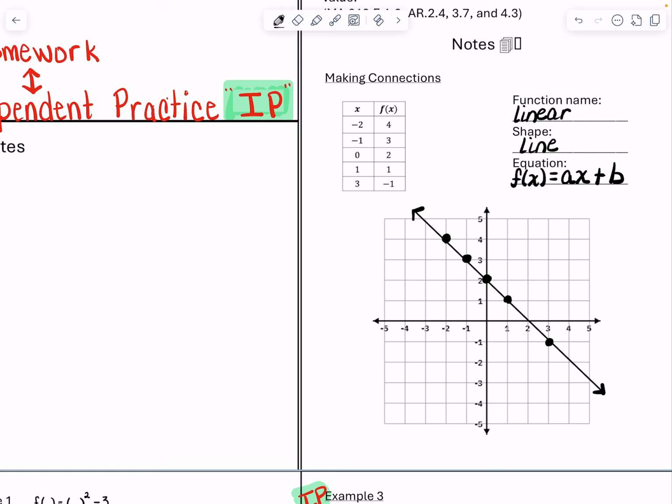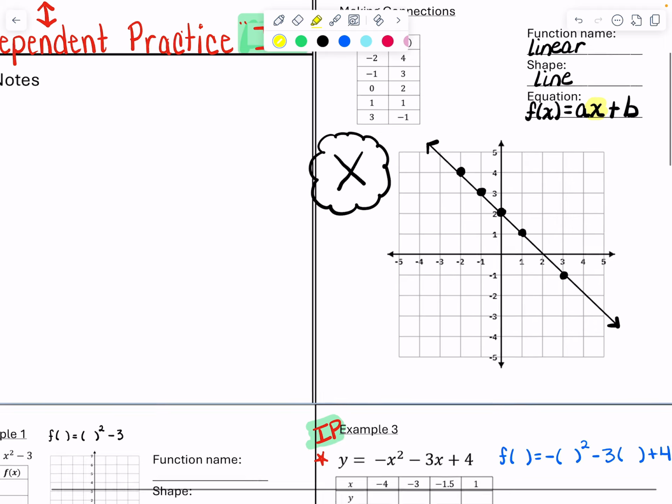Now, what I want you to really pay attention to on this one is whenever we see the variable x by itself, x to a power of 1, this is going to create a linear graph. On this one, there's an x, and it's x to the first power. So that will always make a straight line graph. All right, let's go on to our next example.